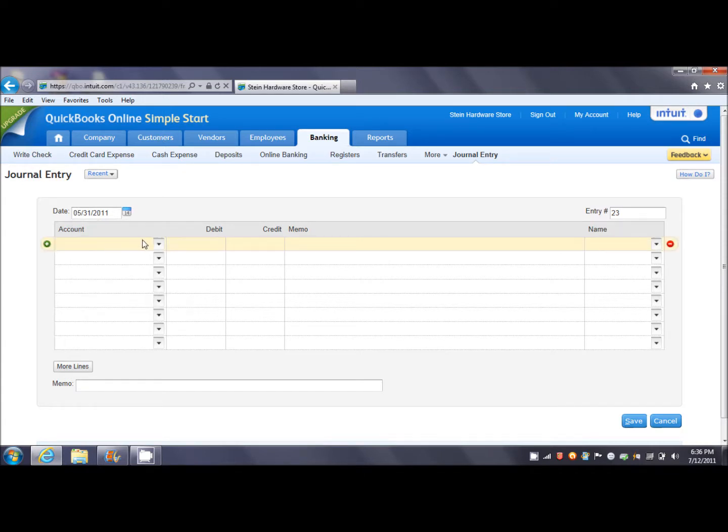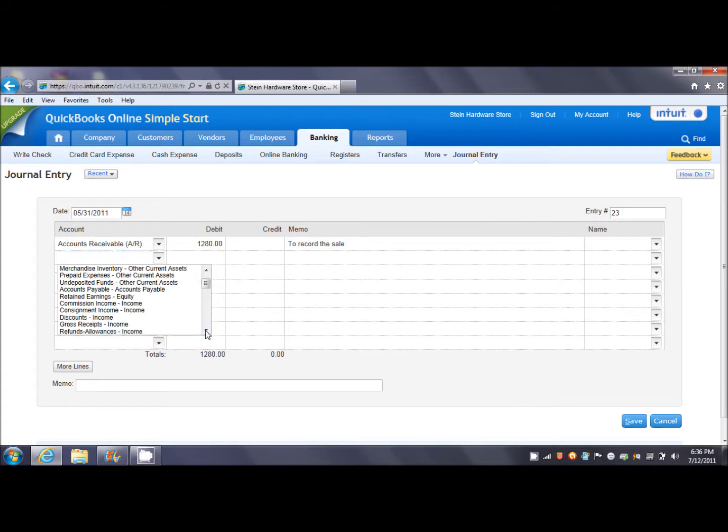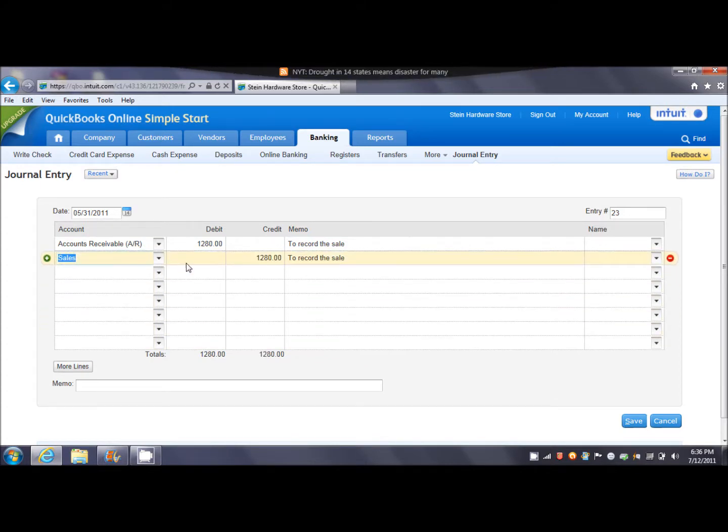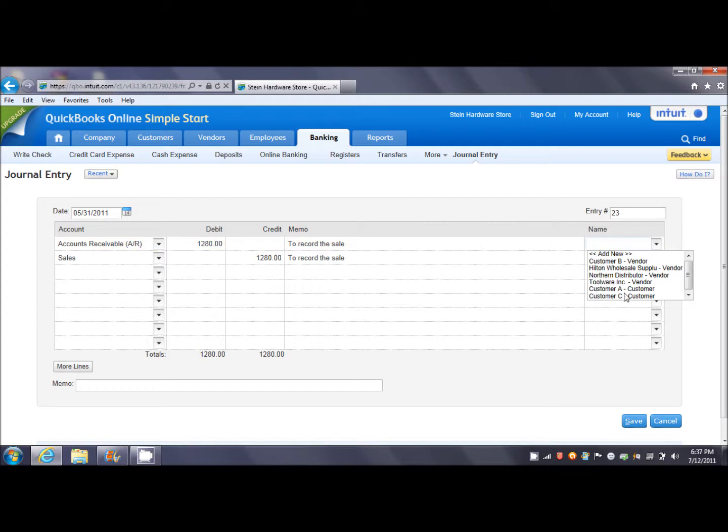So we're going to go down here and debit accounts receivable $1,280, and it's to record the sale. And I will credit sales income $1,280, and as you can see, when I hit sales, it automatically populated. Next, I need to choose a customer, so I'm just going to choose Customer A, and I will save the journal entry.